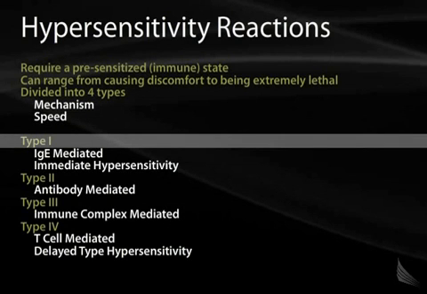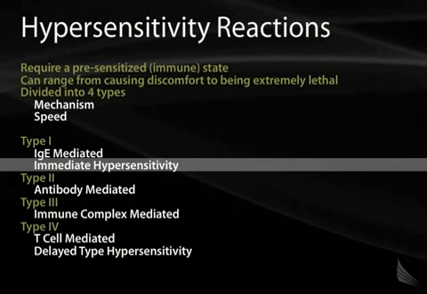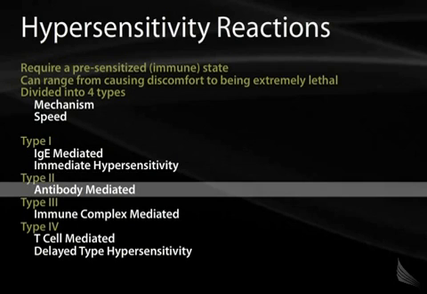Now type 1, just to give you a broad overview, its claim to fame is that it's IgE mediated. This is the classic, immediate type hypersensitivity that you're used to thinking about. Allergies, anaphylactic shock, that kind of thing. Those all fall under the type 1 heading. Type 2 is known as the antibody mediated hypersensitivity. This is direct cytotoxicity. This is antibodies binding directly to tissues and mediating their destruction, and we'll get into that.